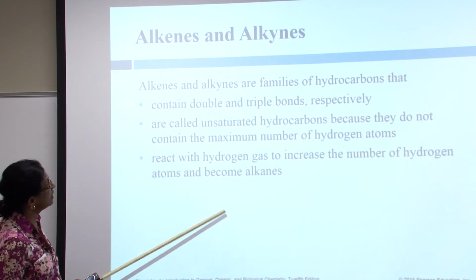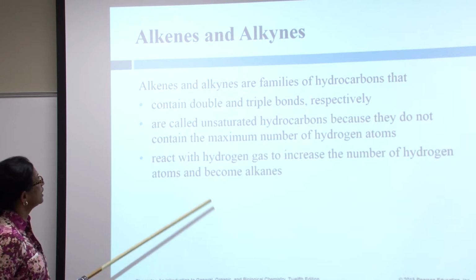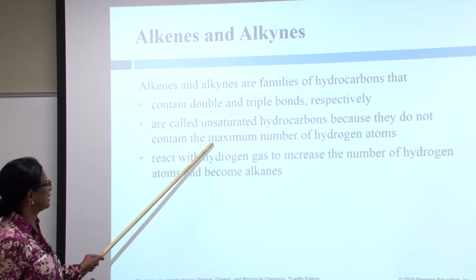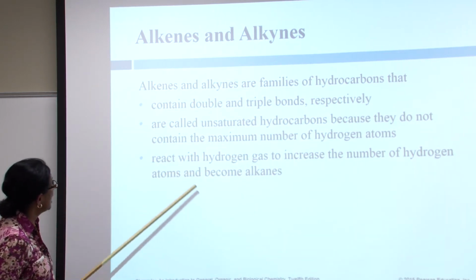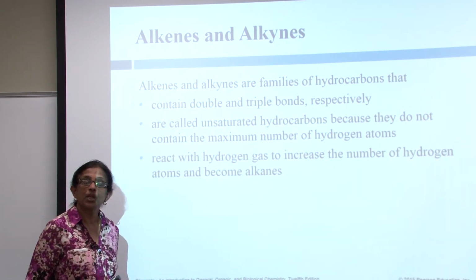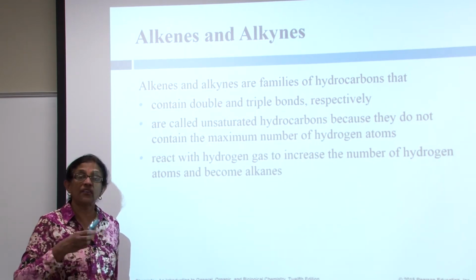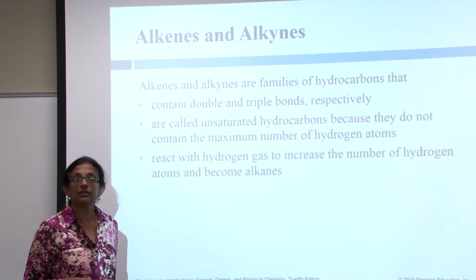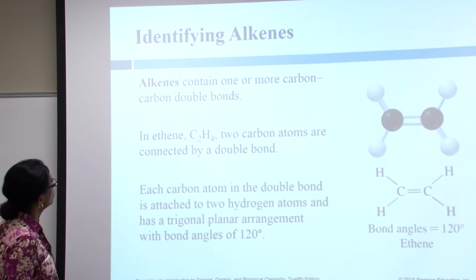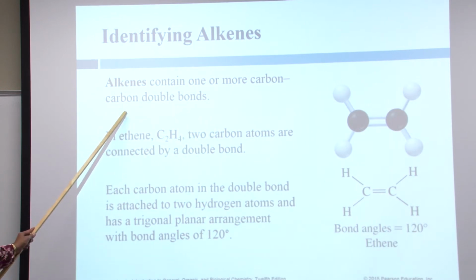These families of hydrocarbons that contain double and triple bonds respectively are called unsaturated hydrocarbons because they do not contain the maximum number of hydrogen atoms. They react with hydrogen to increase the number of hydrogen atoms and become alkanes. So these alkenes and alkynes are short of hydrogens and they are very reactive and are able to add on the required number of hydrogen atoms to convert to alkanes. Alkenes contain one or more carbon-carbon double bonds.